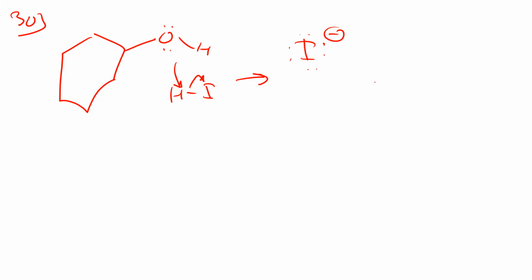And then we'll have this group right here, which now has water right here. So we know that water is a good leaving group, so it'll take off. Then once that takes off, we have our carbocation.